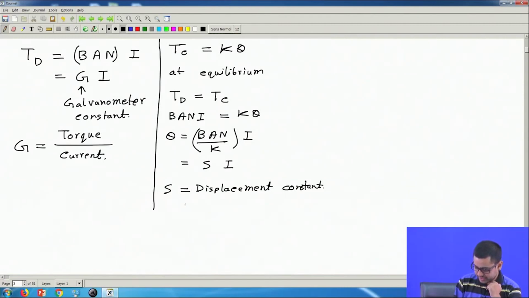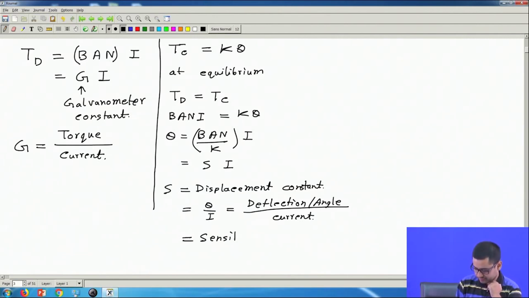Okay. Now, what is S? This is nothing but theta by I. So, S is like theta by I, which is the deflection or angle per unit current. Okay. This we can also call the sensitivity of the instrument. And that is why I have used the letter S.